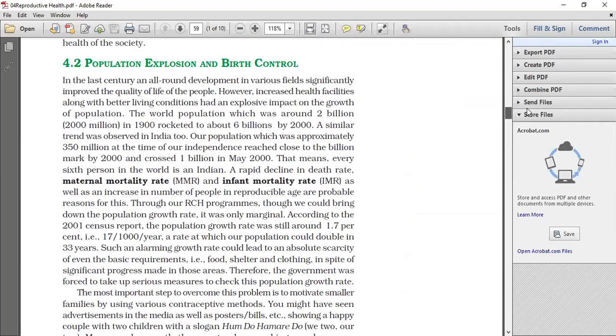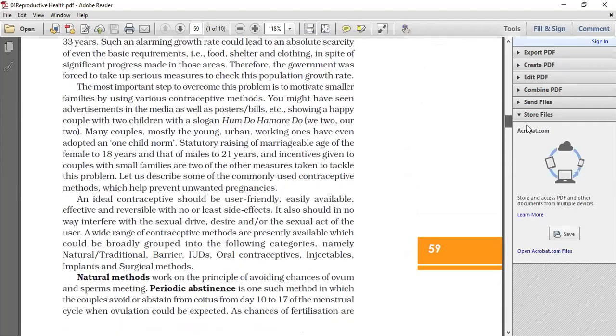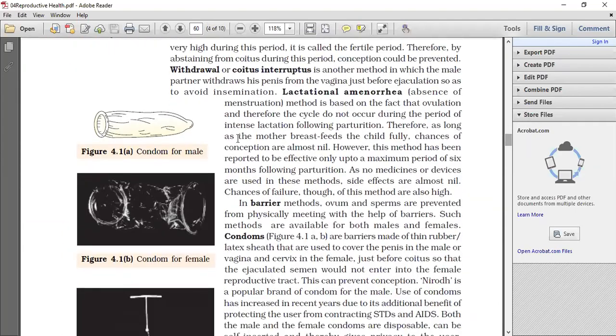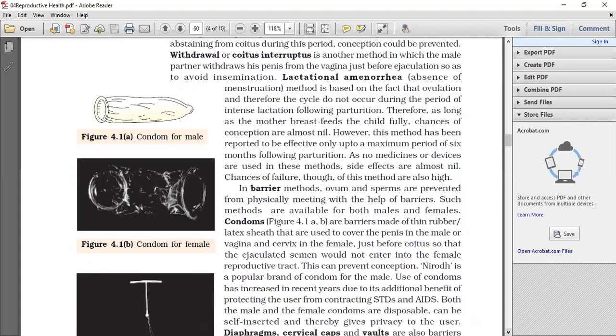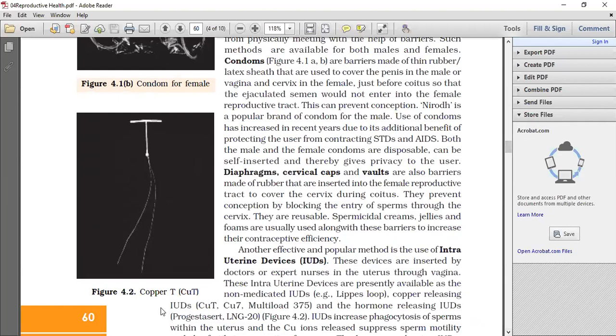So here also you can see a few photographs. This is the male condom. This is how male condoms look like. This is how copper T looks like. You can see that due to the T-shaped structure, this copper T is known as one of the most important tools for contraception.